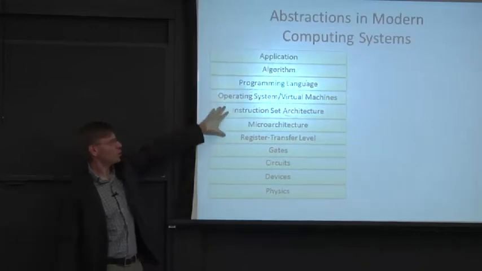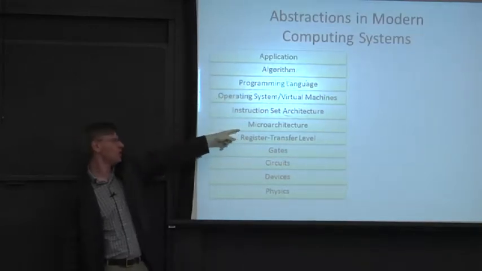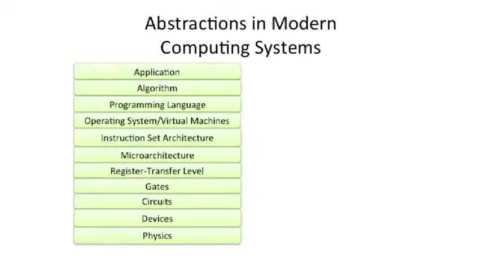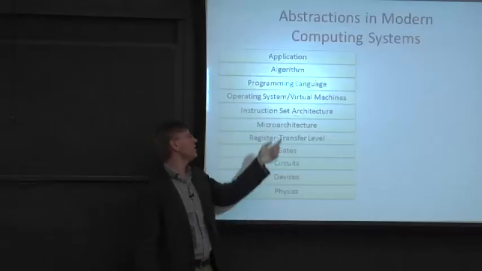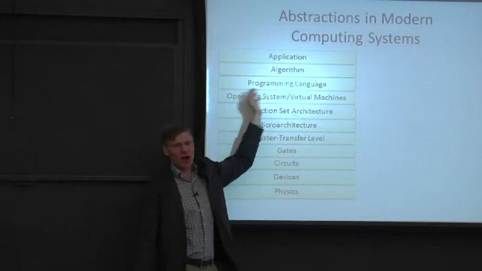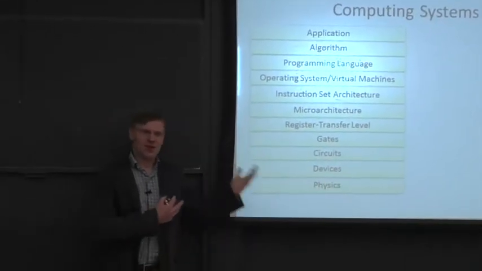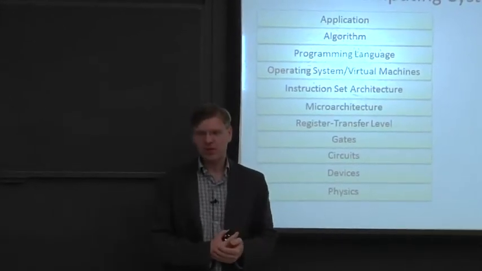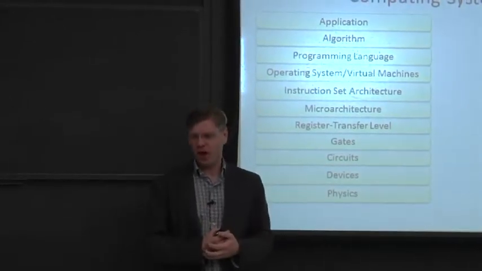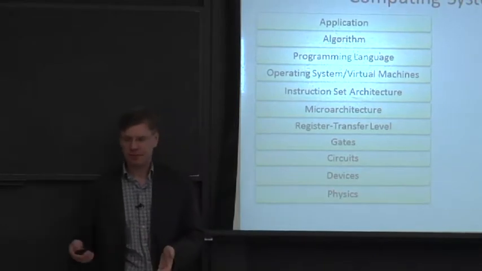And then we start to get into where this course is about, which is different types of architecture. So there's microarchitecture, which is how do you go and actually build a specific implementation of a chip. And then above that, we have instruction set architecture, which gives us some portability on top of that. And then we get into operating systems and virtual machines, programming languages, and algorithms. And then finally, we get to the application programmer sitting on top.